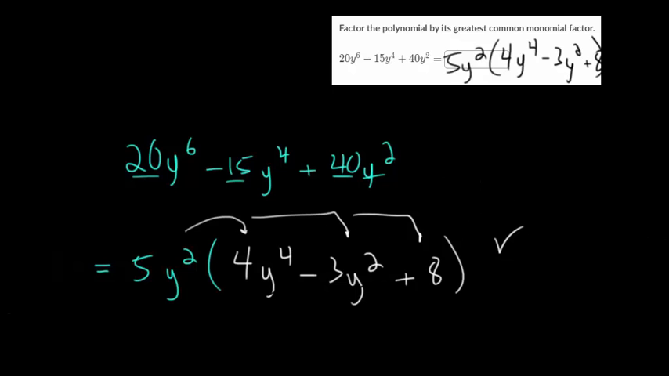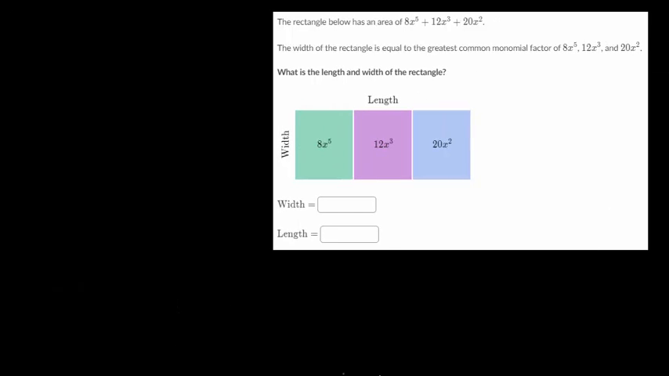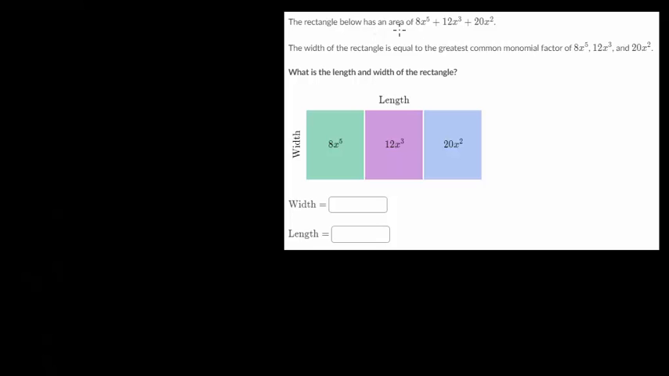But that is something that we will cover in a subsequent video. So let's do another problem. It's another area type problem. And for this one, we're given the area of the rectangle. It's this polynomial expression where the width is equal to the greatest common factor of this polynomial. And we just need to find the length and the width of the rectangle.